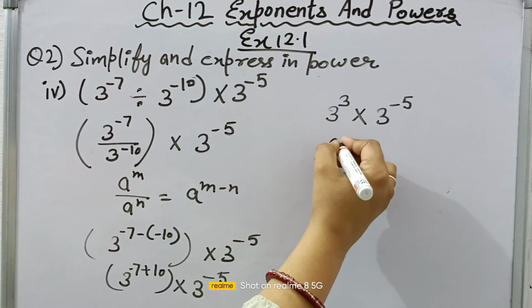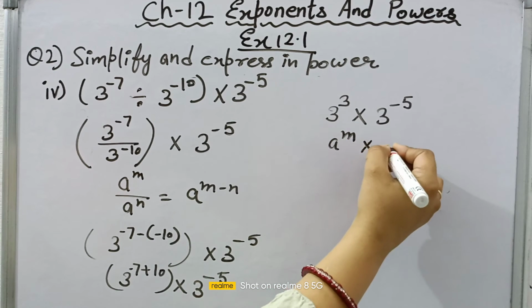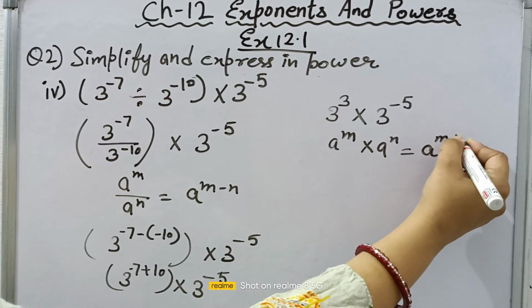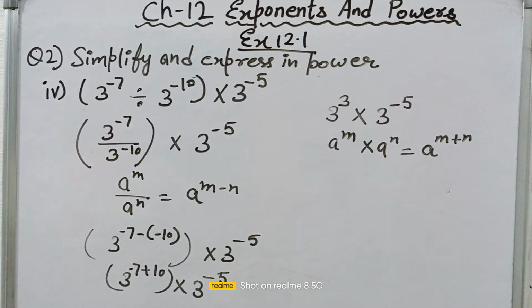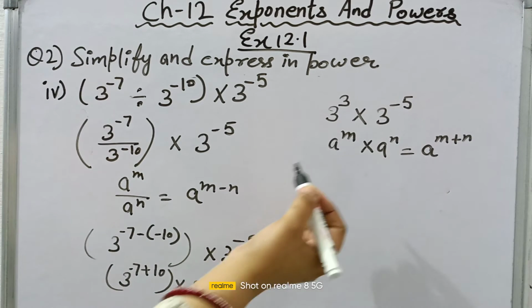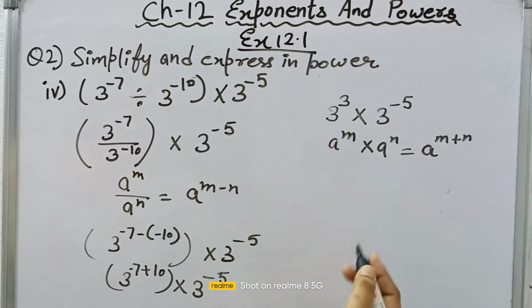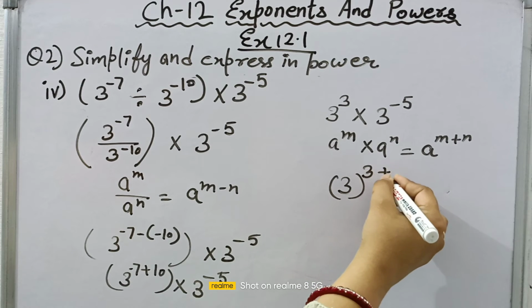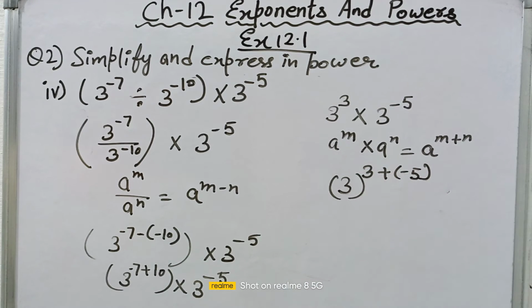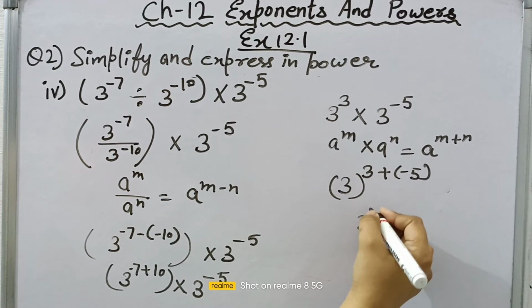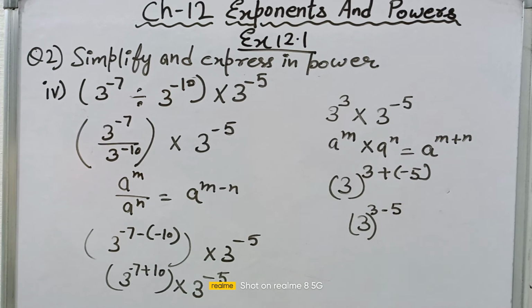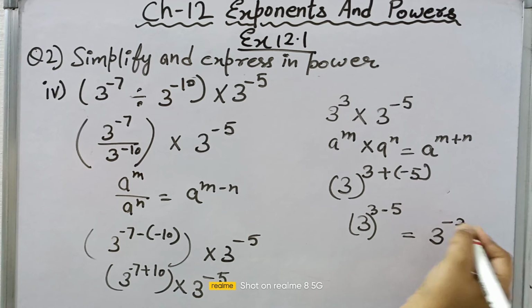Now we have another law a raised to the power m multiplied with a raised to the power n. So we can write it as a raised to the power m plus n. Apply this law. A is 3, m is 3 and n is minus 5. So when we will apply, it will become 3 raised to the power 3 plus minus 5. Now open this bracket and solve. Now we have to solve plus 3 minus 5. This will give you 3 raised to the power minus 2.